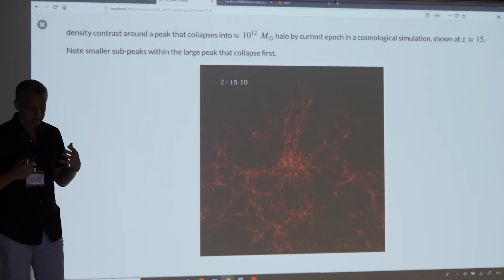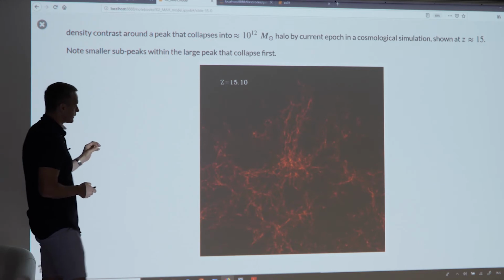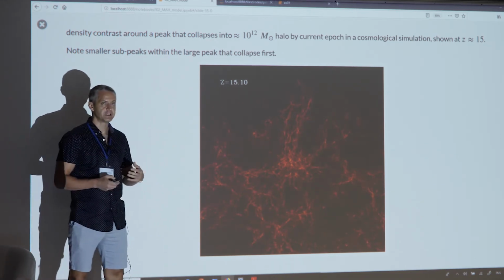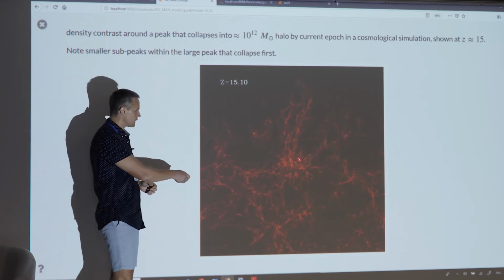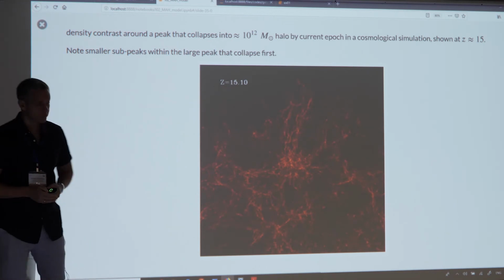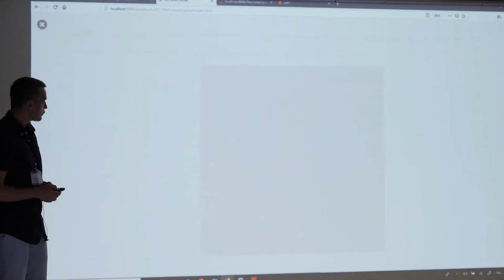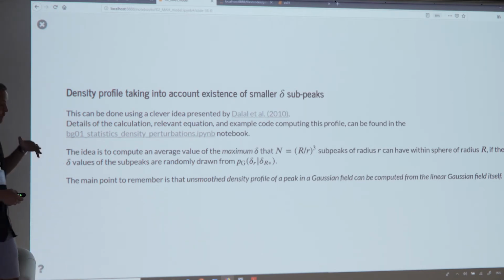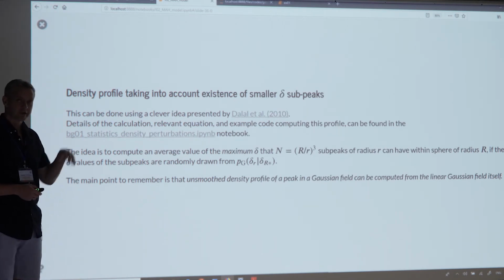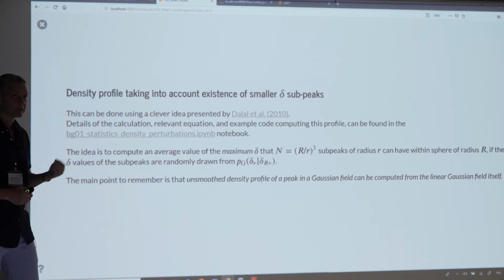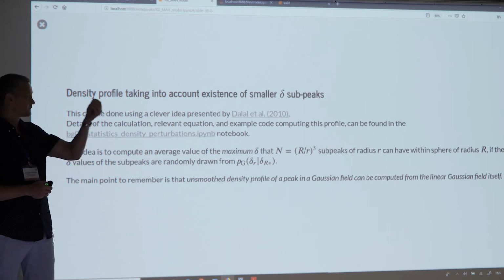So the way we construct the mass assembly histories, we're actually picking the peaks on a given scale that corresponds to the mass that was grown by this redshift that had the largest initial amplitude. There is a way to account for this and to construct a density profile that accounts for this fact. So that we, at each particular time, will identify as a main progenitor a peak on a given scale that will have the largest amplitude.